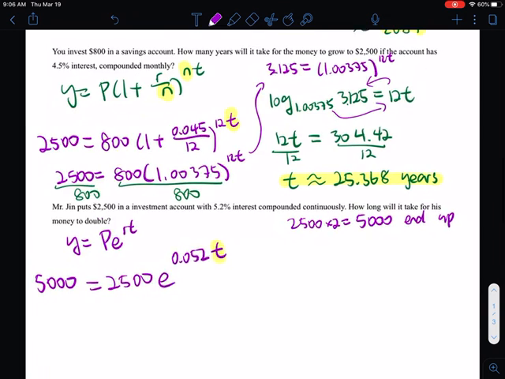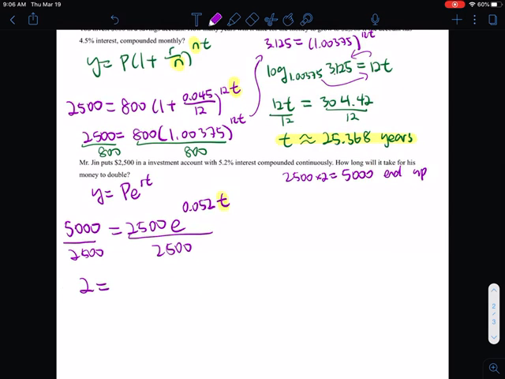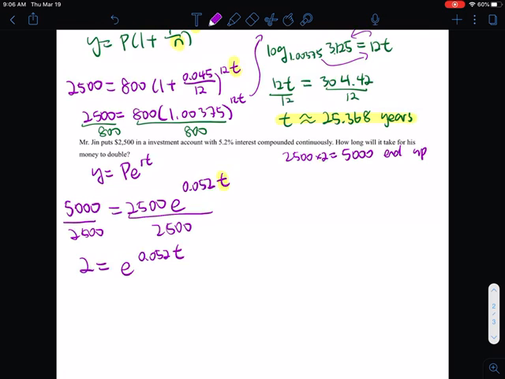Okay, and then just like before, let's go ahead and solve the equation. We're first going to need to divide by 2,500. So that's just 2 is equal to e to the 0.052t. And once again, we're going to have to use logs. Now, this is log base e, so then we can write natural log. So it's log base e of 2 is equal to 0.052t. Again, double check with our circle method. I should have e to the 0.052t equals 2. And that looks pretty good.